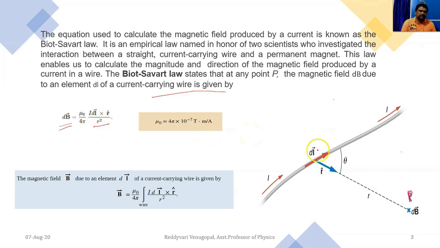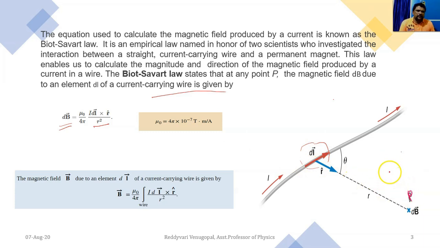Let me explain this. So this is the current carrying conductor, and the current flowing through that particular conductor or wire is I. Now we want to find out the magnetic field induction at point P, where dB is the magnetic field induction. So we want to find out dB, the magnetic field induction at point P due to this small current carrying element dl.